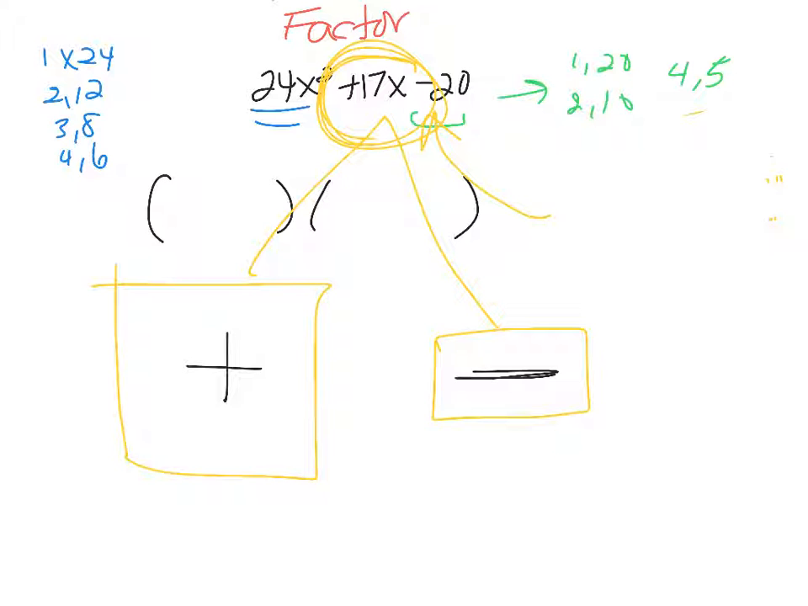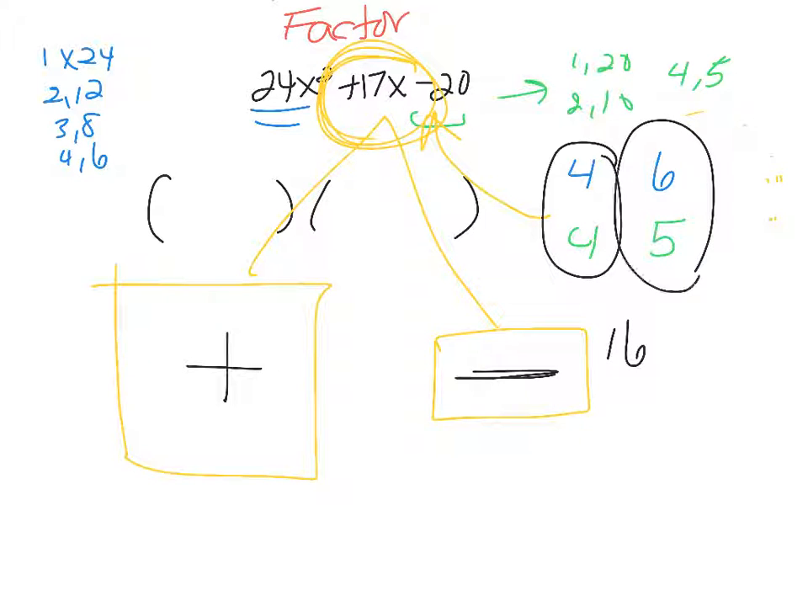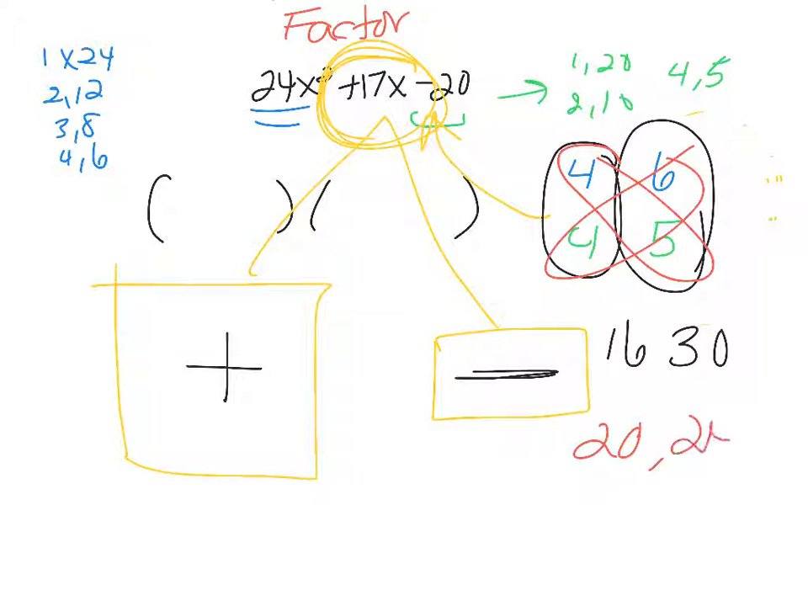So we continue to test factor pairs. So maybe it was 4 and 6 for the 24, and maybe it was 4 and 5 for the 20. So if I multiplied those two, that would give me a 16. If I multiplied those two, that would give me a 30. I can't make a 17 using 16s and 30s. So maybe the order was wrong. Maybe I was supposed to multiply the 4 and the 5, which would give me a 20, and the 6 and the 4, which would give me a 24, but I can't get those numbers to combine to be a 17 either. That eliminates those factor pairs together.